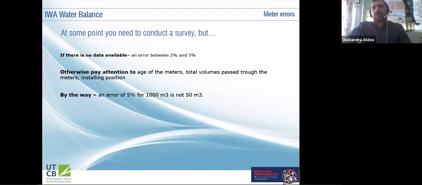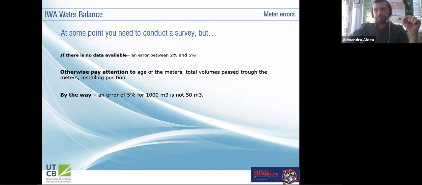Otherwise, if you want to make a survey, please pay attention to the age of the meters installed, the total values passed through the meters, and the installing position. Because some meters have to be installed vertically or horizontally, and if you install it the wrong way, you can have an error of, I don't know, I think it could go up to 20%.